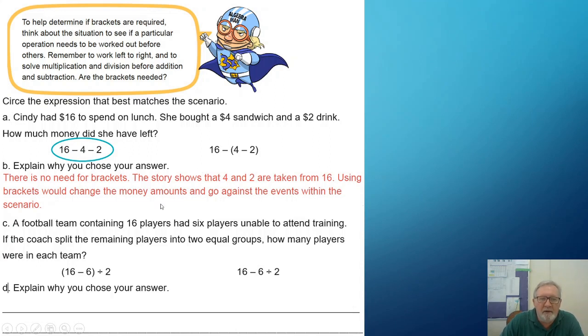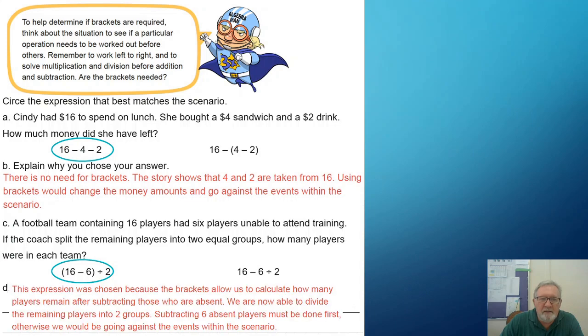In the second scenario, it talks about a football team having 16 players, but 6 unable to attend. If the coach then split the remaining players into 2 equal groups, how many players were in each team? This one was the first one. It did require the bracket. And the reason is, the brackets allow us to calculate how many players remain after subtracting those who are absent. And then we were able to divide the remaining players into 2 groups.